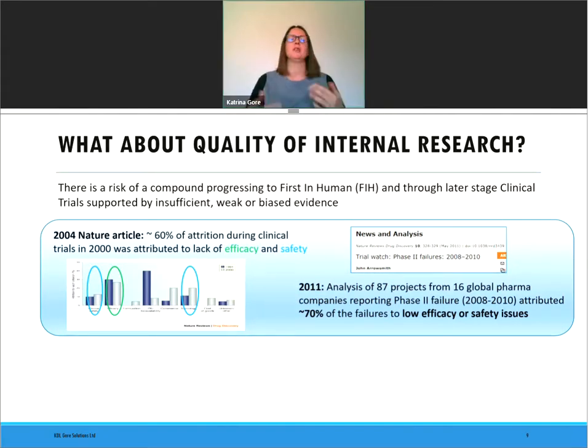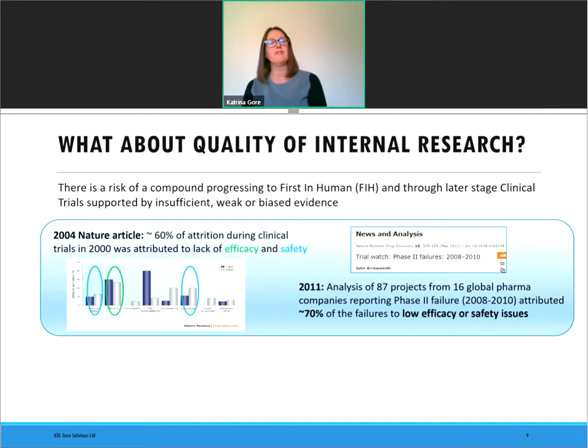But what about internal research? There is always a risk of a pharmaceutical company progressing a compound to first-in-human and later-stage clinical trials that is supported by insufficient, weak or biased evidence. Initially, a lot of that comes from external sources, but large internal teams will have been working on projects.